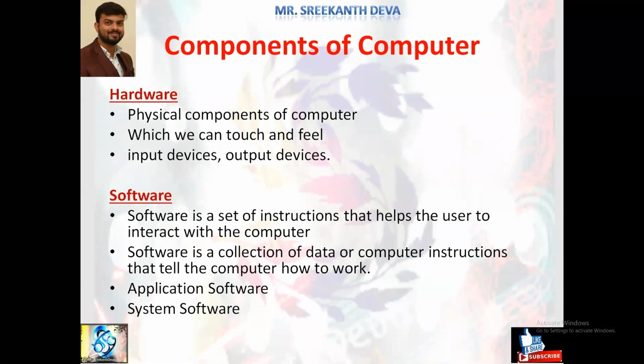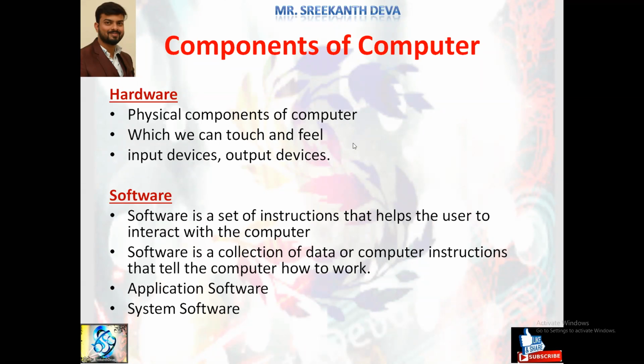Like that, some software is completely for system purposes, we can call it system related software. Some software is completely used for end users, okay, those are developed for the purpose of end users, for users' purposes. Those are called application software. So these are the basic components of computers.